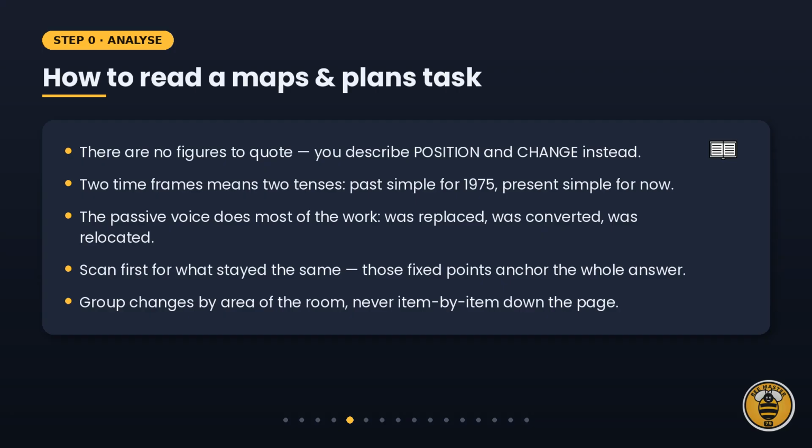Before writing, understand what makes this question type different. There are no figures to quote, so you describe position and change instead. 2 time frames means 2 tenses. The passive voice does most of the heavy lifting. And crucially, scan first for what stayed the same, because those fixed points anchor your whole answer.